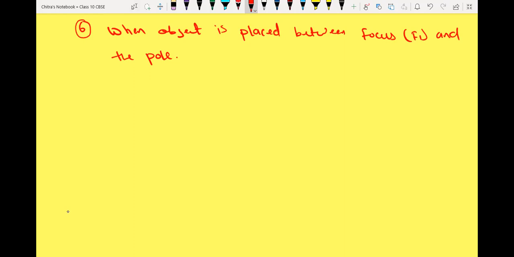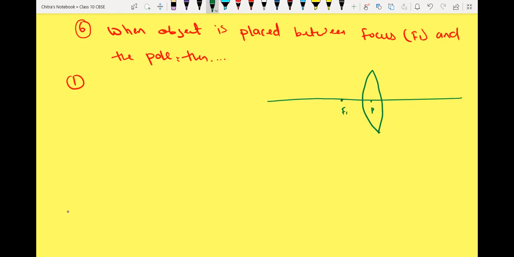So first we have to draw the diagram for that condition. Here we have the lens, here we have the principal axis, here we have the pole, here we have the F1. Here we have C1, and C1 is nothing but 2F1. Then here we have F2, here we have C2. And the object is placed between the focus and the pole.